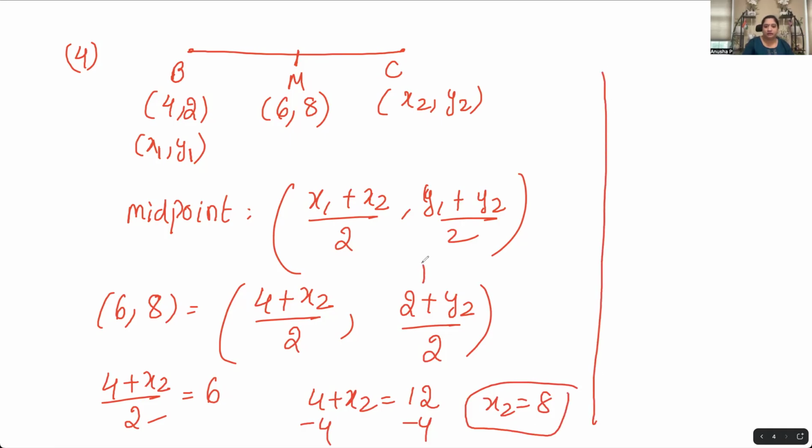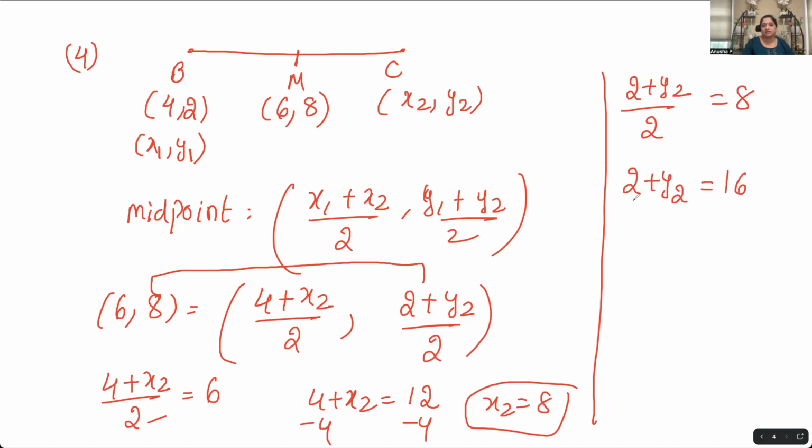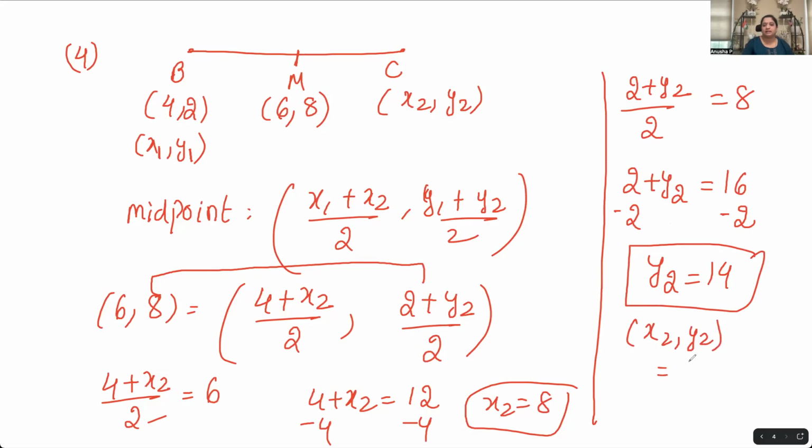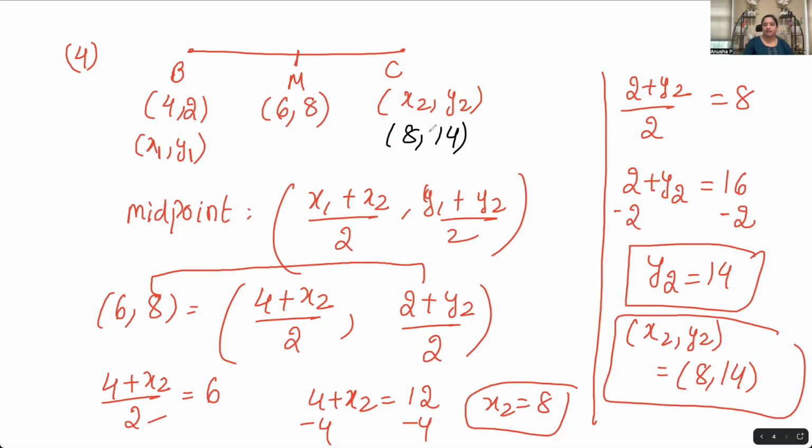Similarly, now we make the y values equal to each other. 2 plus y2 over 2 equal to 8. 2 plus y2 equal to 16. Subtract 2 on both sides. y2 will be 14. So the other endpoint x2 comma y2 coordinates are 8 comma 14. Is it clear? So 8 comma 14 will be your final answer.